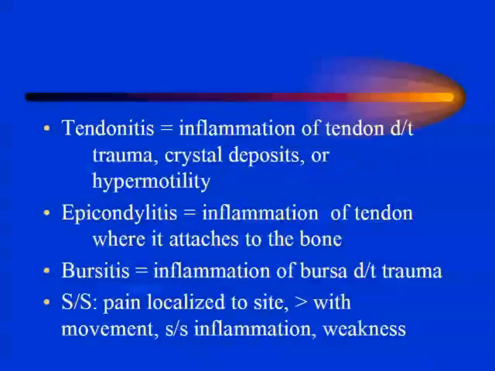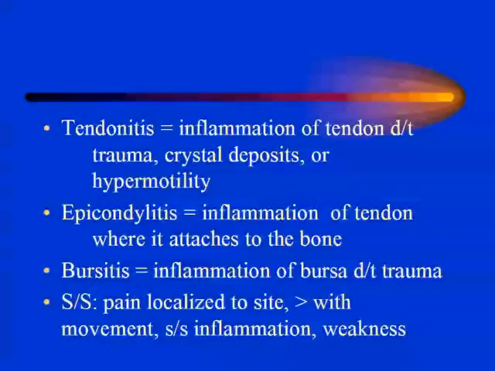Tendinitis is inflammation of the tendon due to trauma, crystal deposits, or hypermotility. Epicondylitis is inflammation of the tendon where it attaches to the bone. Lateral epicondylitis is tennis elbow. Medial epicondylitis is golfer's elbow. Bursitis is inflammation of the bursa, which is the small fluid-filled sac which lubricates and cushions the joints and tendons.